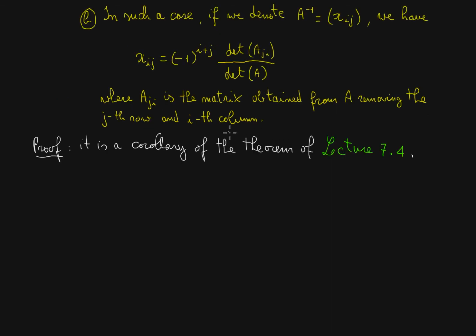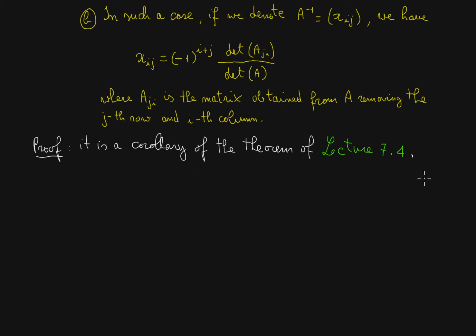The proof of this theorem goes back to lecture 7.4, where we had another theorem that was expressing the solution of a system of linear equations in function of the determinant of the matrix A, assuming that the number of unknowns was equal to the number of equations. In fact, this is a corollary of that theorem.